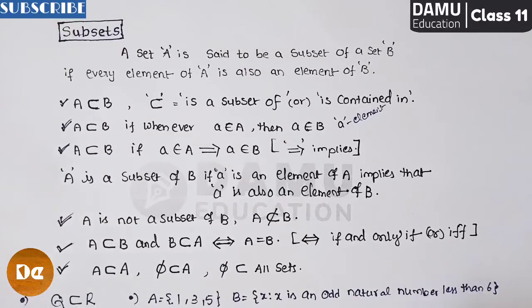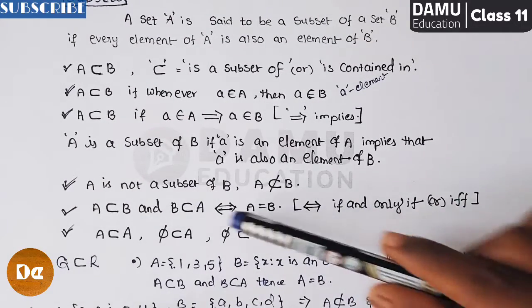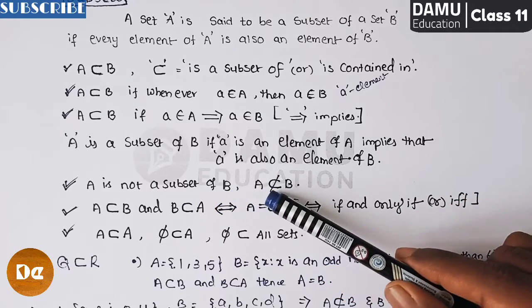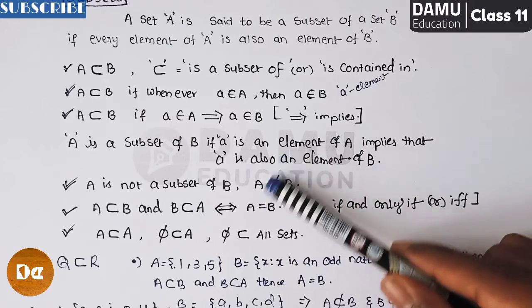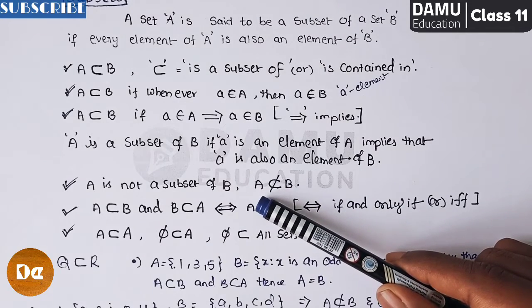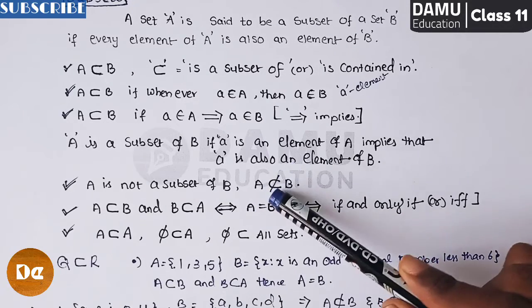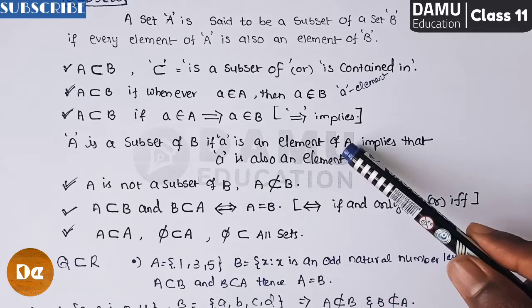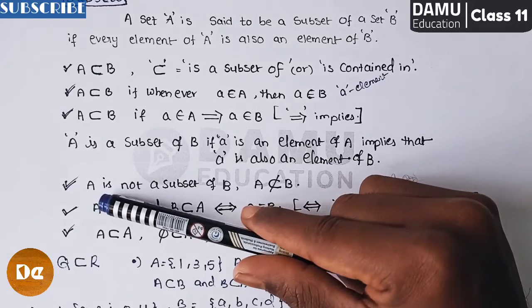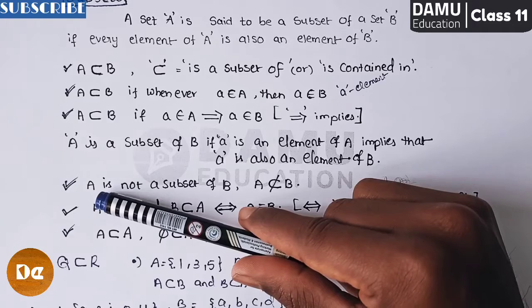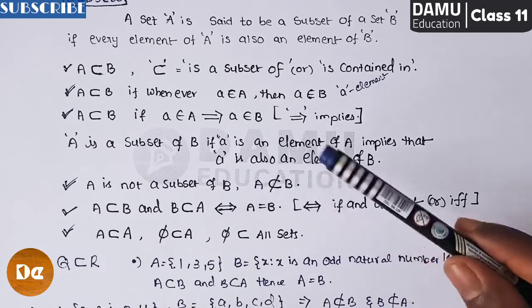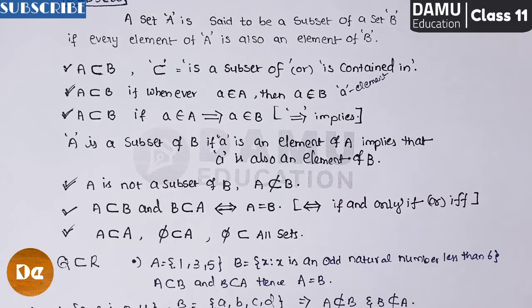Next one, A is not a subset of B. So A is not a subset of B means here you can cross the subset symbol. Whenever we cross a symbol in mathematics, it means the negation of the existing condition: if it is a subset, then not a subset; if it is belongs, then not belongs. So A is not a subset of B means that all the elements presented in A are not contained in B. Then you can say A is not a subset of B.